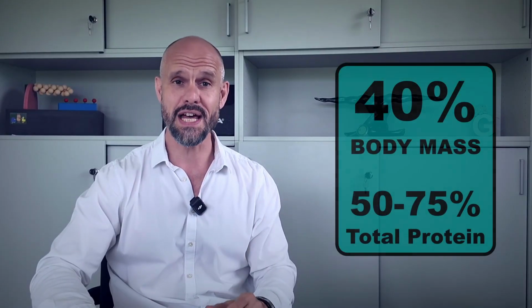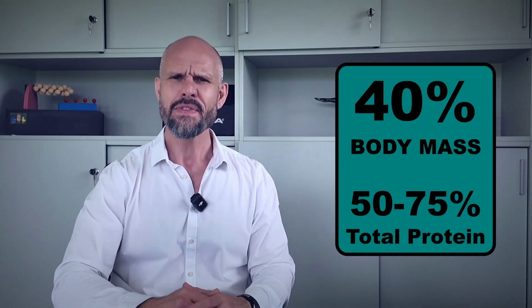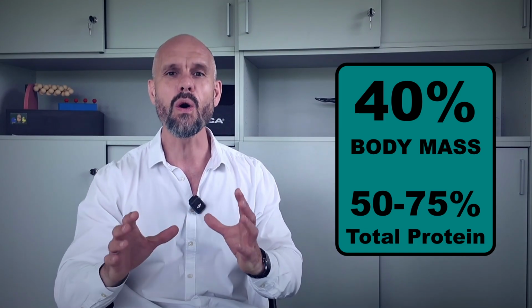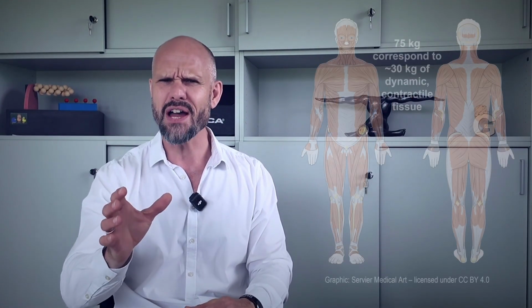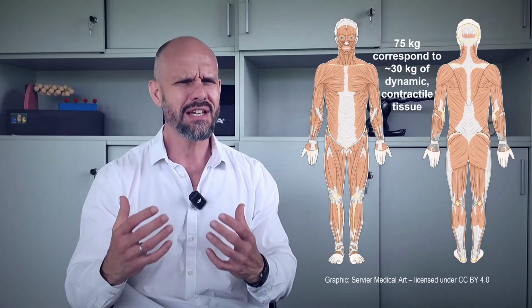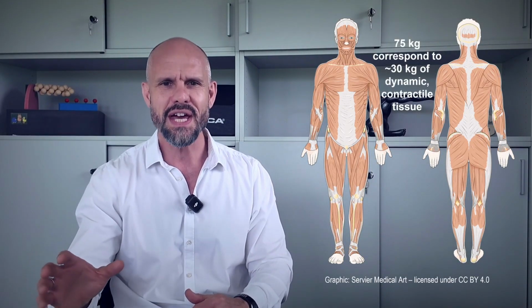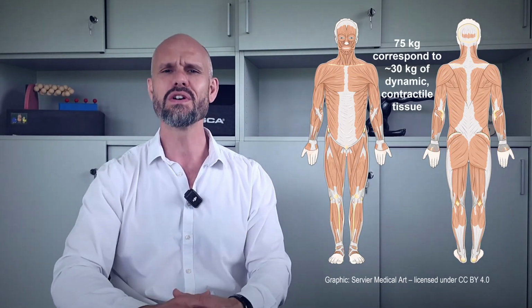And get this, skeletal muscles alone make up about 40% of your total body weight and contain between 50 and 75% of all proteins in the human body. So if you weigh 75 kilos, that's roughly 30 kilos of dynamic, contractile tissue working for you throughout the day when you move, lift, or just maintain posture.